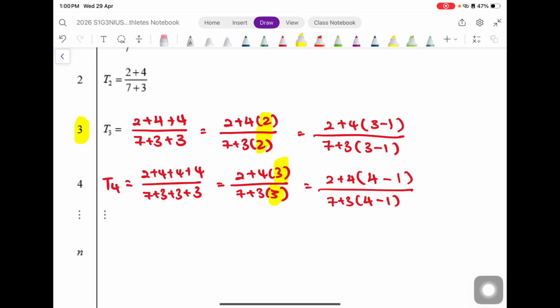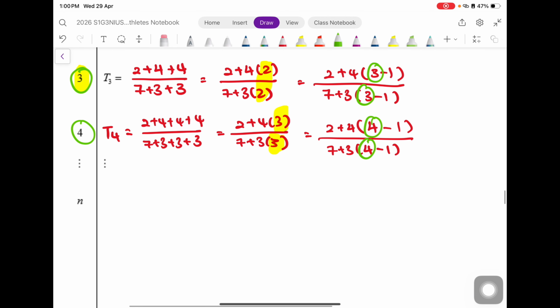So again, what I'm saying here is that this 3 and this 3 are related. This 4 and this 4 are related. So it's tied to the term number. So for Tn, it must be Tn equals to 2 plus 4 times n minus 1, over 7 plus 3 times n minus 1.